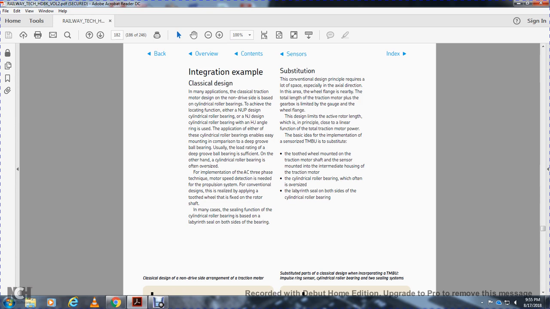On the other hand, the cylindrical roller bearing is often oversized. They're important for the AC three-phase technique. Most detection is needed for the propulsion system. The conventional design is reliable. It applies a tube of the wheel with the fixed rotor on the shaft, with the main cap with the seal function. The cylindrical roller bearing is based on the laminated steel on both sides of the bearing.